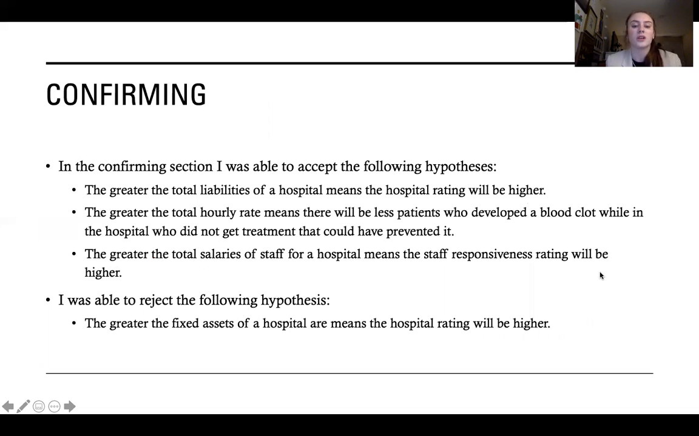And for the confirming section, I was able to accept 3 of my 4 hypotheses. The hypotheses that I was able to accept were: the greater the total liabilities of a hospital, the higher the hospital rating will be; the greater the total hourly rate, the fewer patients who developed a blood clot while in the hospital who did not get treatment for it that could have prevented it; and the greater the total salaries of staff for a hospital, the higher the staff responsiveness rating will be. The only hypothesis that I had to reject was that the greater the fixed assets of a hospital, the higher the hospital rating will be.